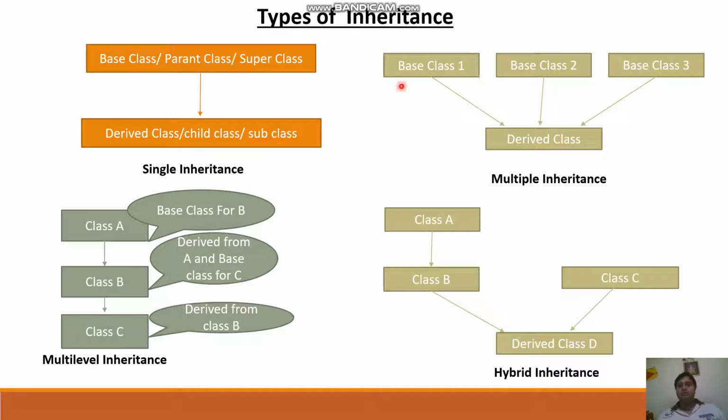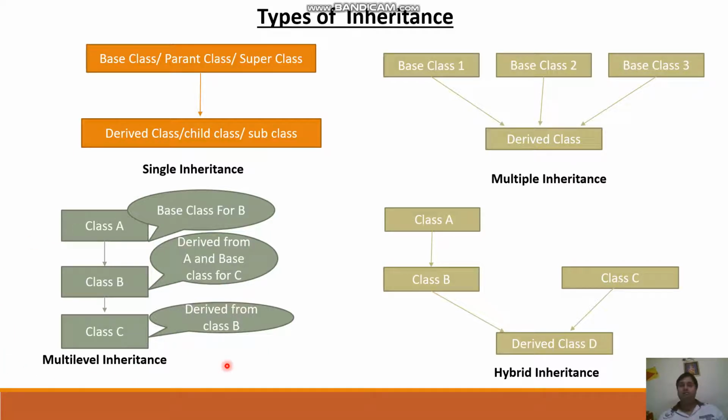The second type which we are going to discuss is multiple inheritance. As you can see in this diagram, we have more than one base class, and from these three base classes we are going to create one derived class. That means this derived class is going to take some properties from base class 1, base class 2 and base class 3.